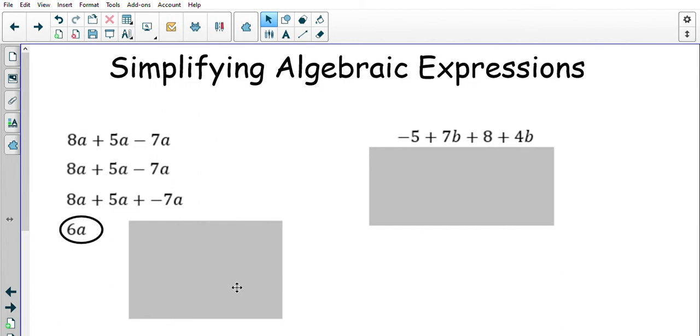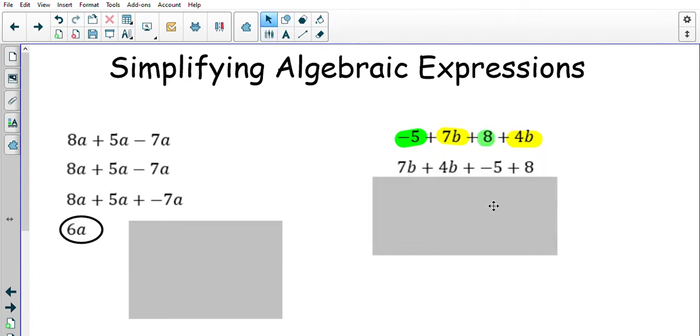Question 2. This one does not have anything that you need to add the opposite for since you have all addition signs between these. But what you do want to do is put your like terms side by side. So that will be the 7b and the 4b and your constants, which are negative 5 and 8. So you'll see that I did rewrite this as 7b plus 4b plus negative 5 plus 8.